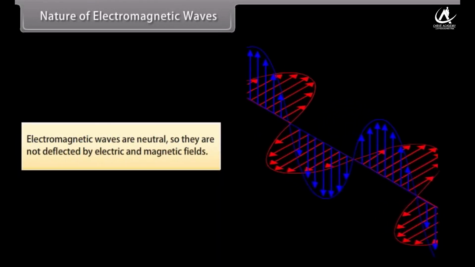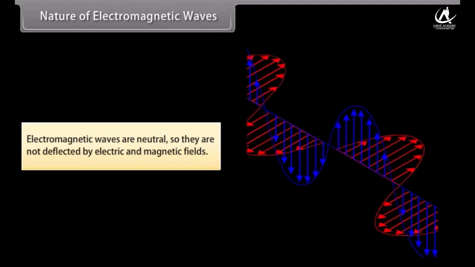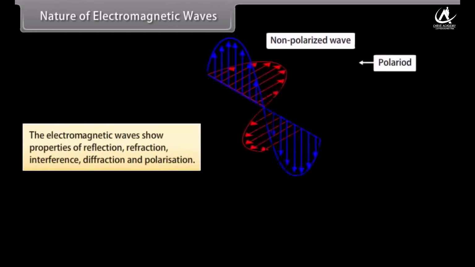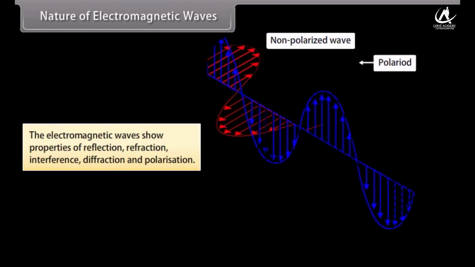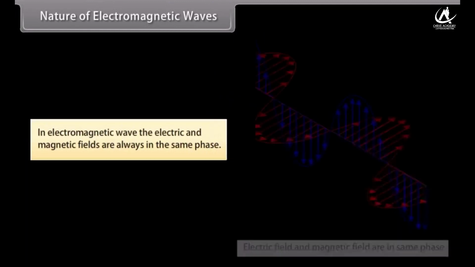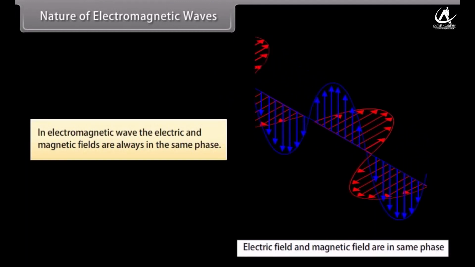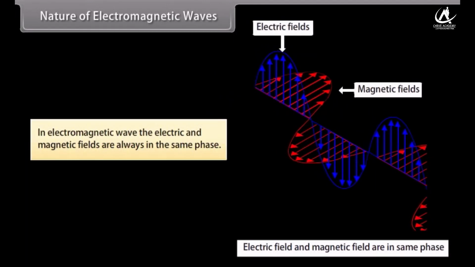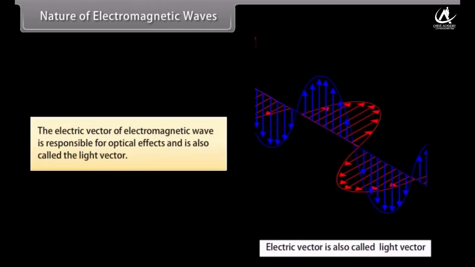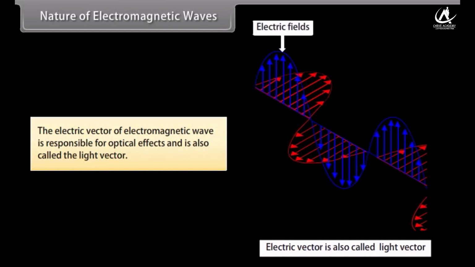Nature of electromagnetic waves. Electromagnetic waves are neutral, so they are not deflected by electric and magnetic fields. The electromagnetic waves show properties of reflection, refraction, interference, diffraction, and polarization. In an electromagnetic wave, the electric and magnetic fields are always in the same phase. The electric vector of an electromagnetic wave is responsible for the optical effect and is also called the light vector.